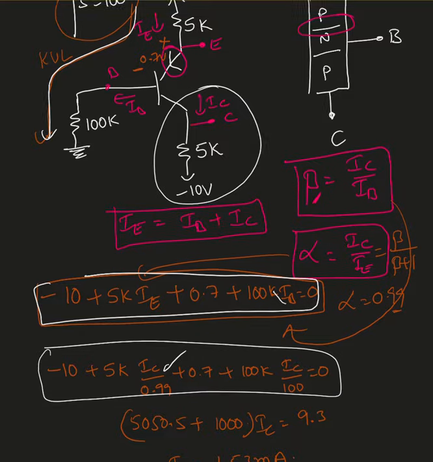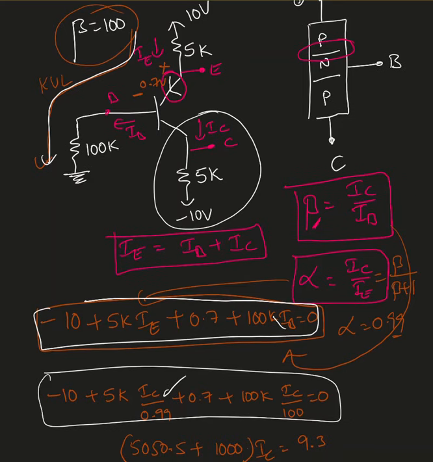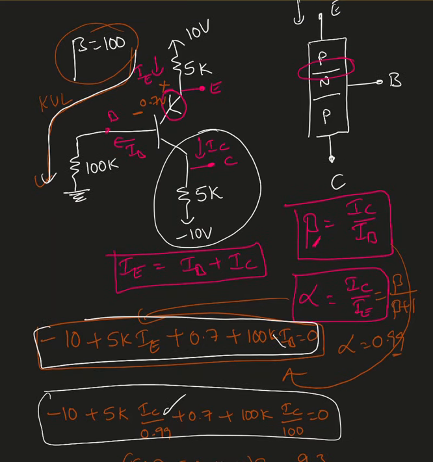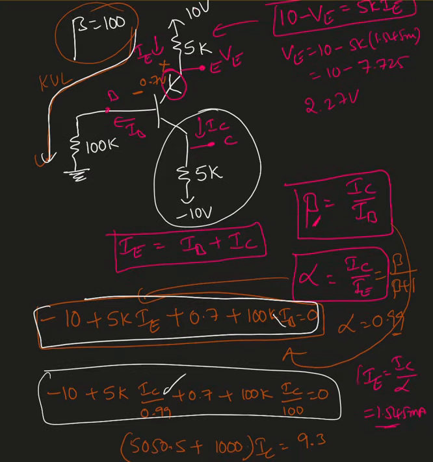Now I'm going to find VE in this circuit. To find VE, what I did, 10 minus VE equals 5k times IE. IE is the current passing through it. So IE, I found as IC over alpha, which is 1.545 milliampere. So I substituted that value, and I end up with 10 minus 7.25 volts. So I end up with VE equal to 2.27 volts.